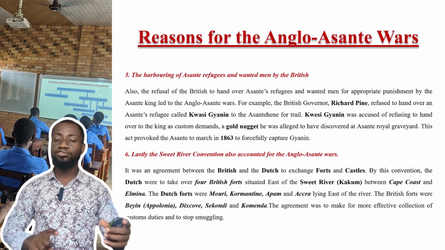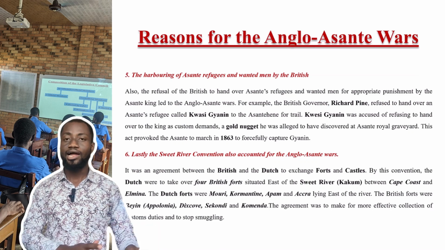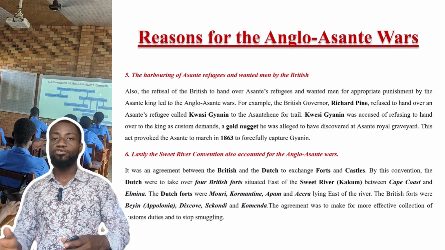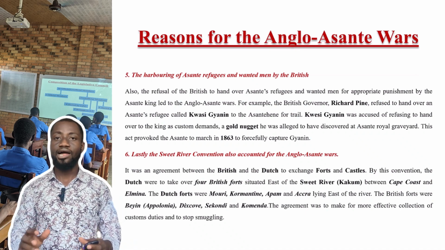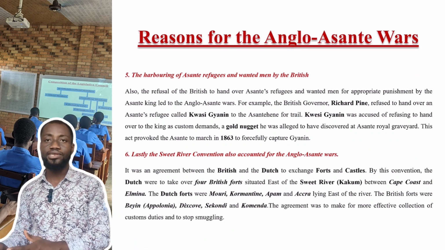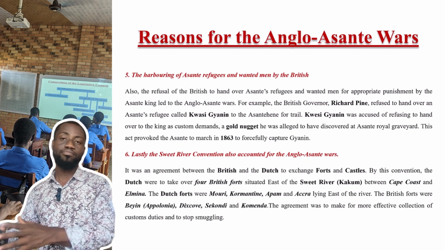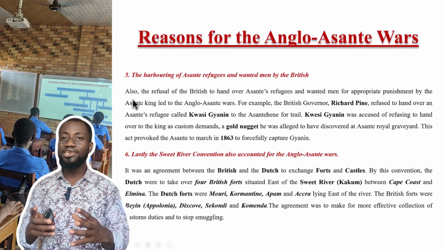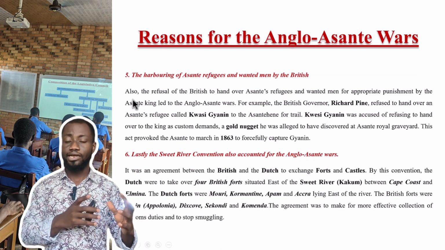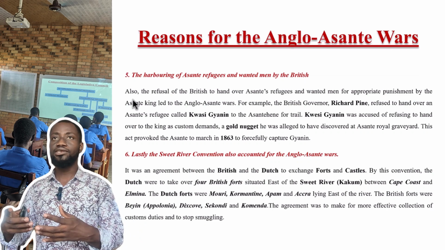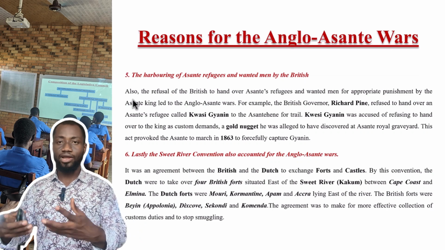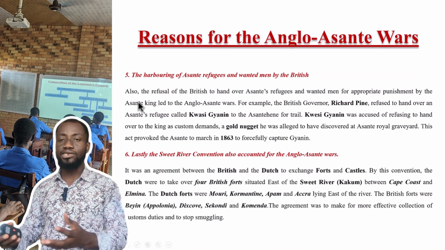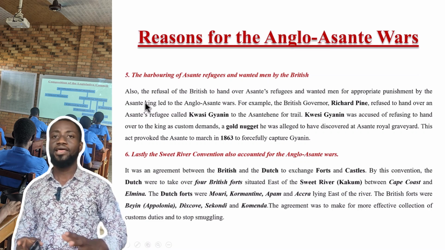Now, by this convention or agreement between the Dutch and the British, what then will happen is that Elmina, which originally was a Dutch fort, after this convention, was going to be under the control of the British. Now, we all know that Elmina was also very important to the Asante. Asante actually were taking land rent for Elmina Castle. So in essence, Elmina Castle belonged to the Asante. It was part of the Asante Kingdom.